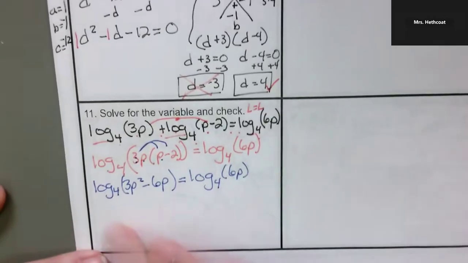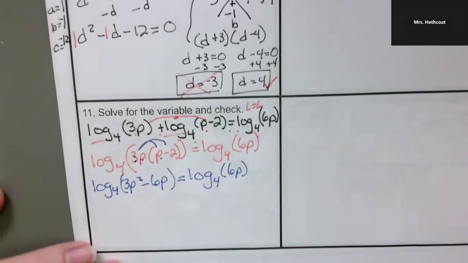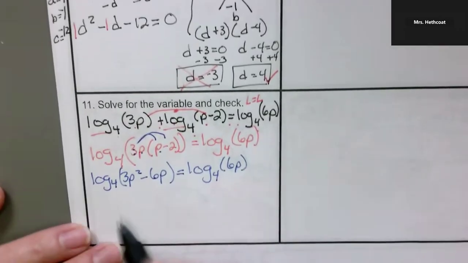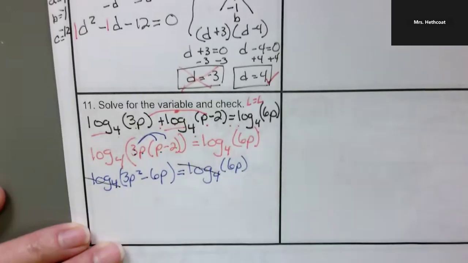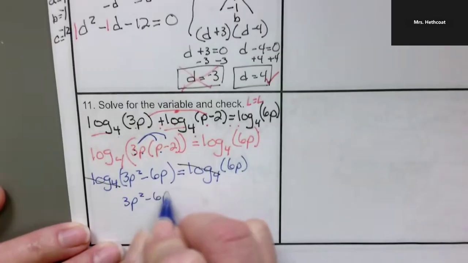Now both sides are condensed, right? So they're both condensed. Now I can use the one-to-one property. So the log base 4 goes away, the log base 4 goes away. We get 3p squared minus 6p equals 6p.